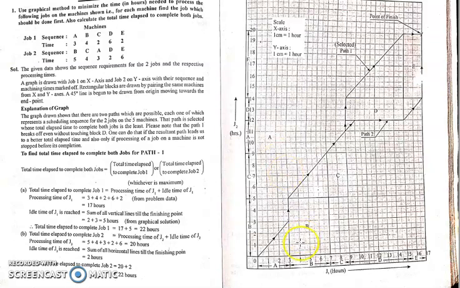Next, B is here, so draw two lines, one from 3 and another from 7. Yeah, it is 7. Draw two thinner lines. And machine B on the vertical axis is here, draw two lines, one from 0, which is anyway the x-axis, and one from here. Where these four lines intersect, you will get a rectangle again. So this is about machine B.